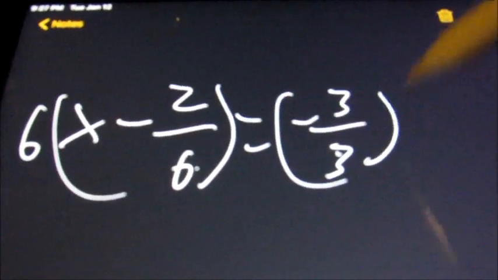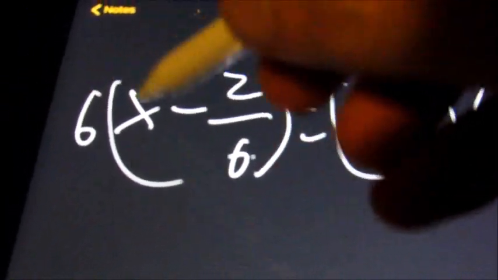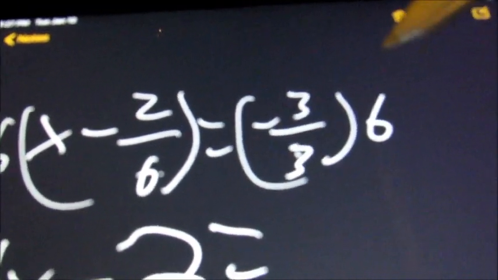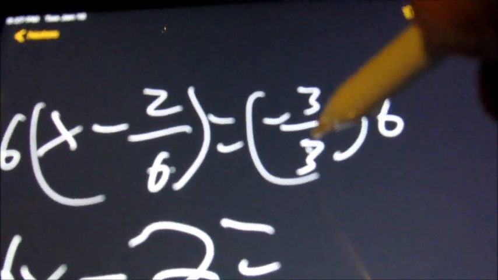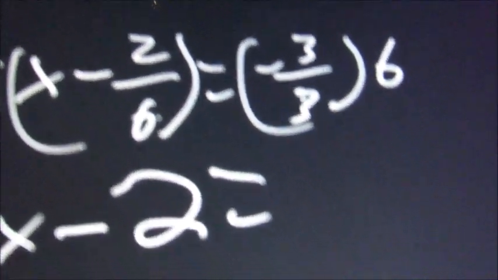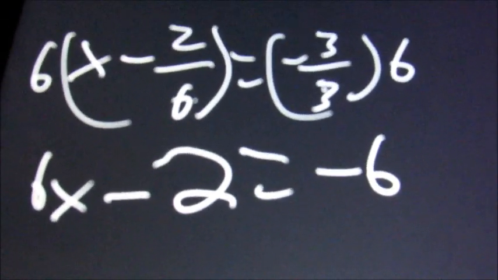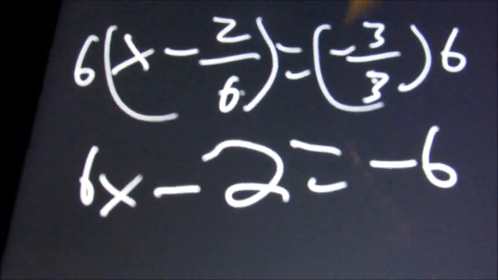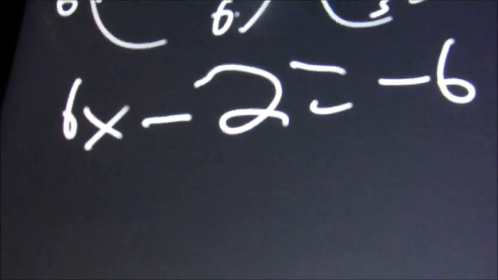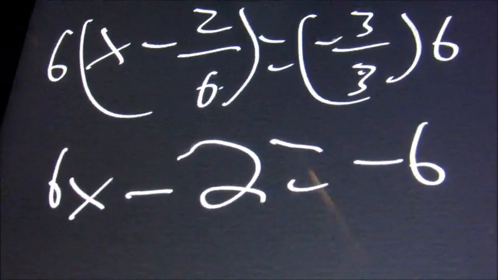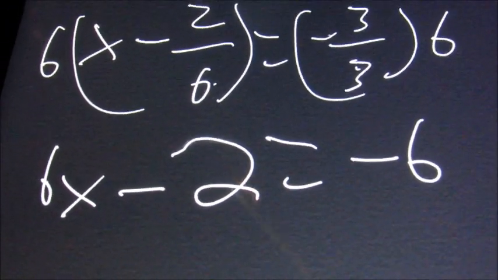So 6 times x is 6x. And here we have a minus. 6 divided by 6 is 1 times negative 2. So it's just negative 2 equals 6 divided by 3 is 2 times negative 3 is negative 6. This one I think is a bit weird to do. This is a concept that you do mainly in the next class where we get rid of fractions first. I don't think you can have too many of these, so don't worry about them too much.